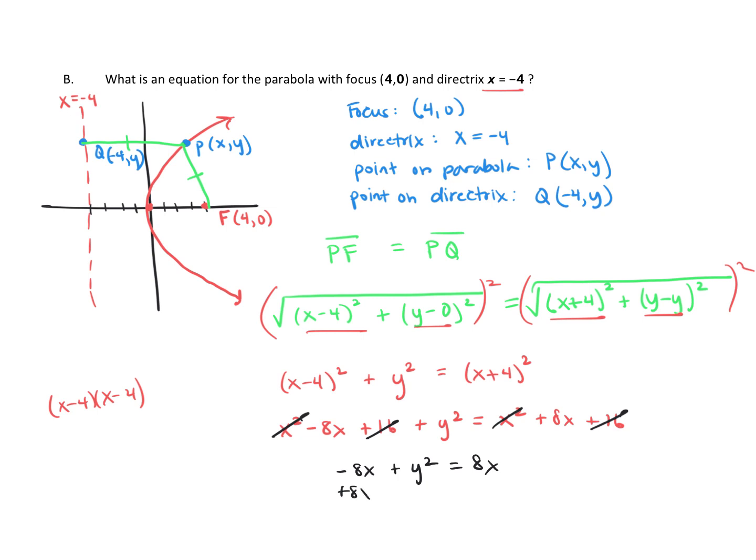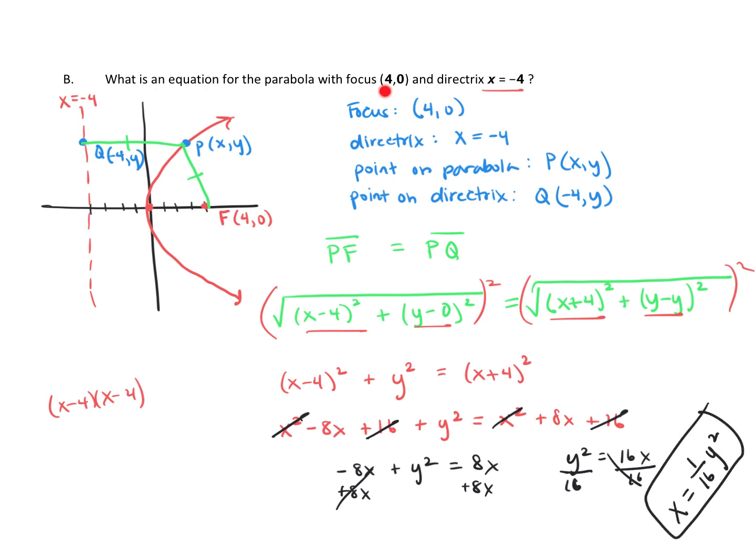Let's get your x's to the same side. Those are like terms. So y squared equals 16x. When you have a parabola that opens left or right, the equation is actually going to be solved for x. So we're going to divide both sides by 16. And our equation of this parabola is going to be x equals y squared over 16. We write 1 over 16 and put the y squared next to it. So that's an equation of a parabola that has a focus of (4, 0) and a directrix of x equals -4.